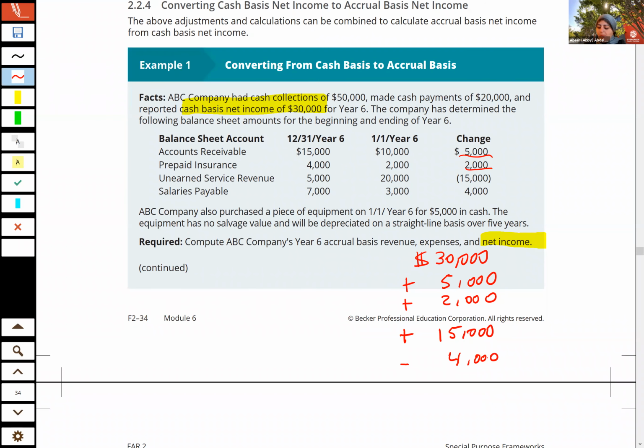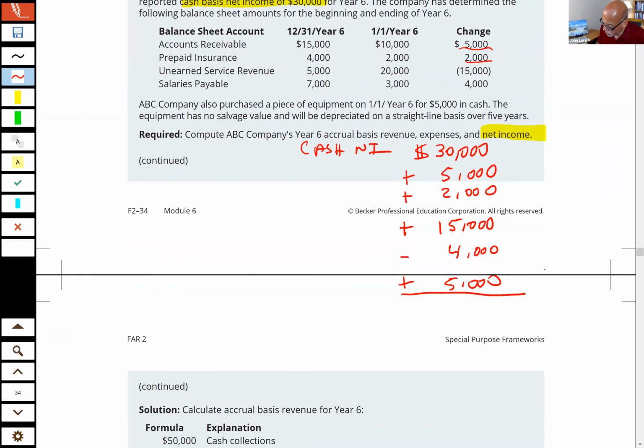Subtract it. Good. And then they tell me what? They purchased a piece of equipment for 5,000, and it tells me to add fixed asset purchases. So I have to add that 5,000. Yes. And when I do the math, now I pull out my calculator. I started with the cash net income, and I arrive at the accrual net income, which is the answer to this question, which is 52,000.